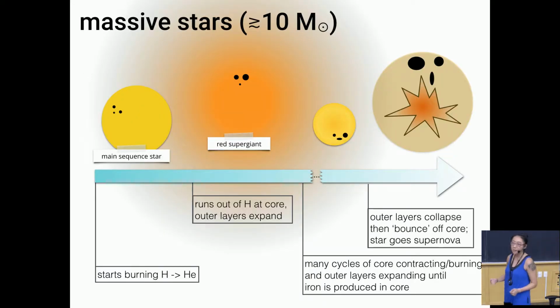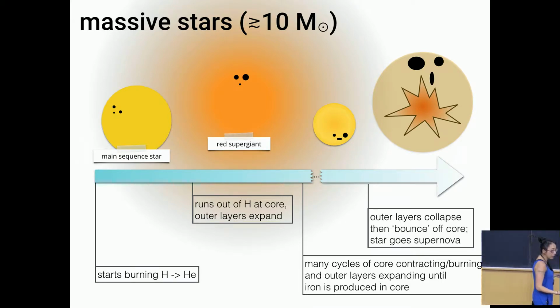What's more interesting is the life of massive stars. These are stars that are, hand-wavy, greater than maybe 10 times the mass of the sun. If anyone's not familiar, anytime you see a subscript of a circle with a dot in the middle, that just means sun. So these are heavier than about 10 times the mass of the sun.